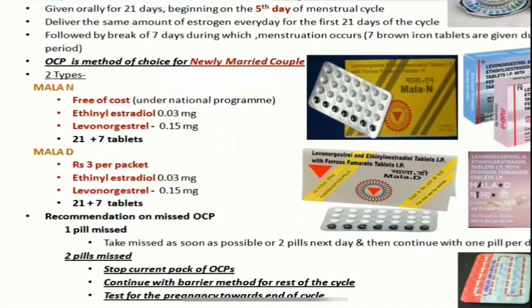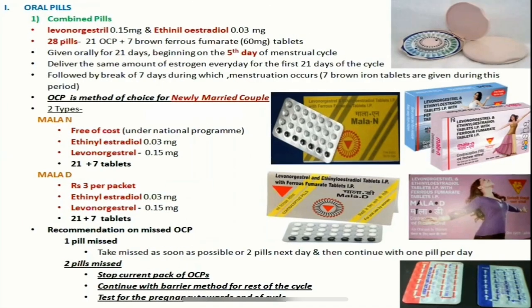Now, if the woman misses 1 pill, she should take the pill as soon as she remembers. In case the day has passed, and on the next day she remembers that she forgot to take the pill yesterday, ask her to take 2 pills on that particular day and then continue with 1 pill as usual.